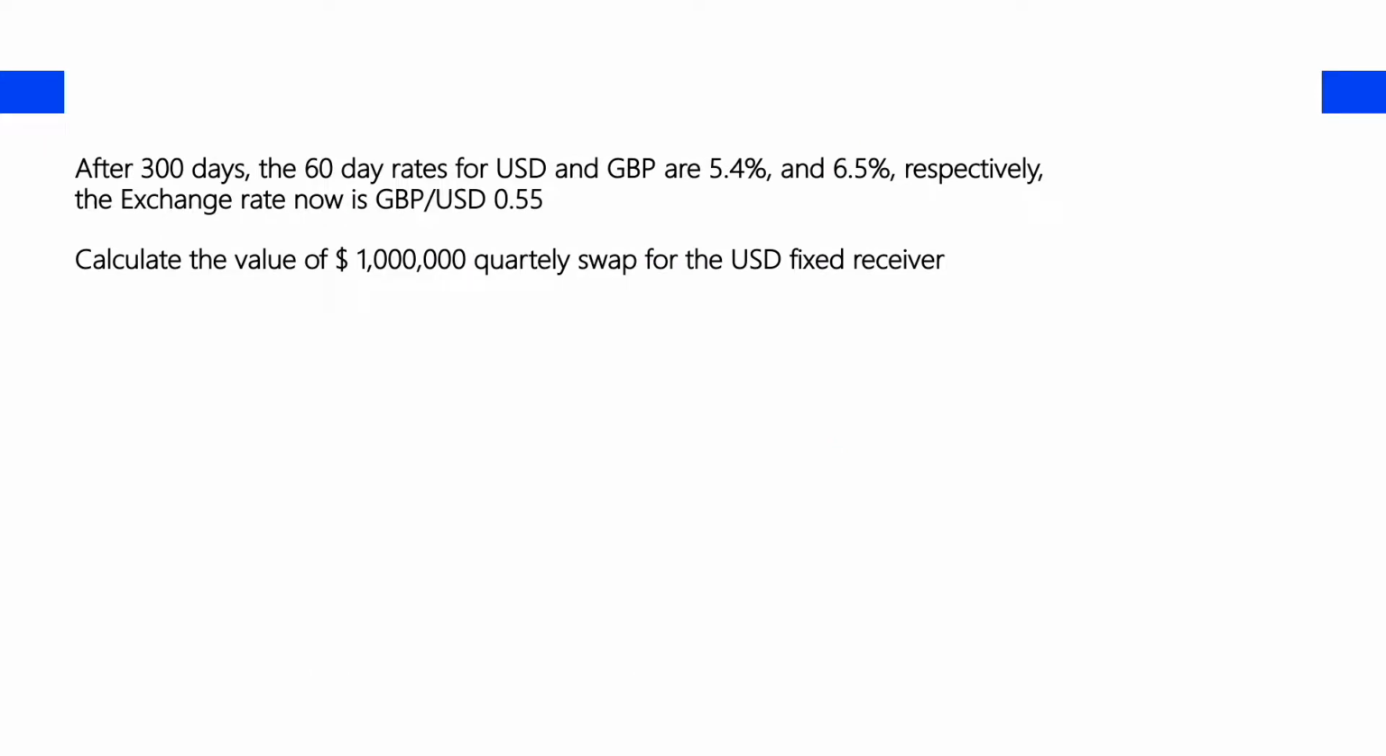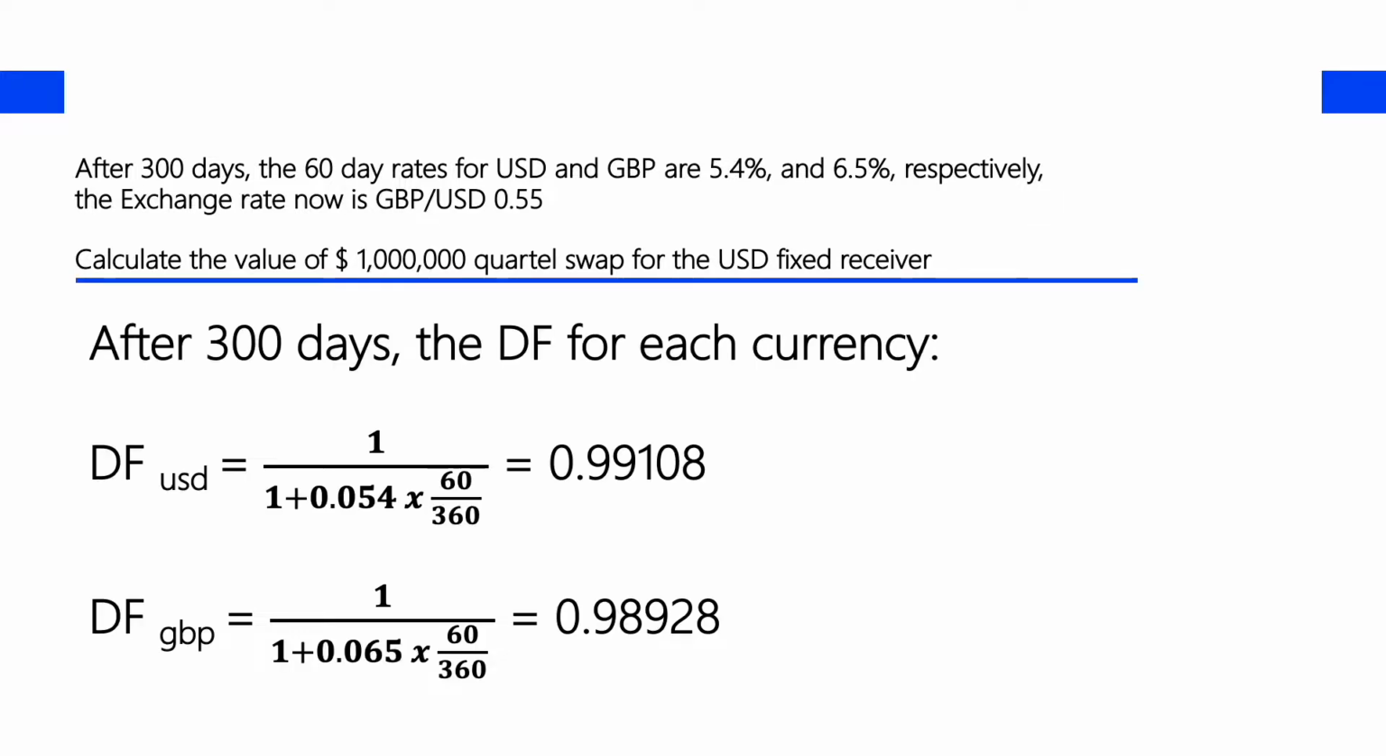Let us continue with the same example of a quarterly swap of USD and GBP. After 300 days, the rates for USD and GBP are 5.4% and 6.5% respectively, and the exchange rate now is 0.55. We need to calculate the value of the quarterly swap for the USD fixed receiver. So, after 300 days, we know that the previous 3 settlements have already happened, only the last is left, in 60 days.